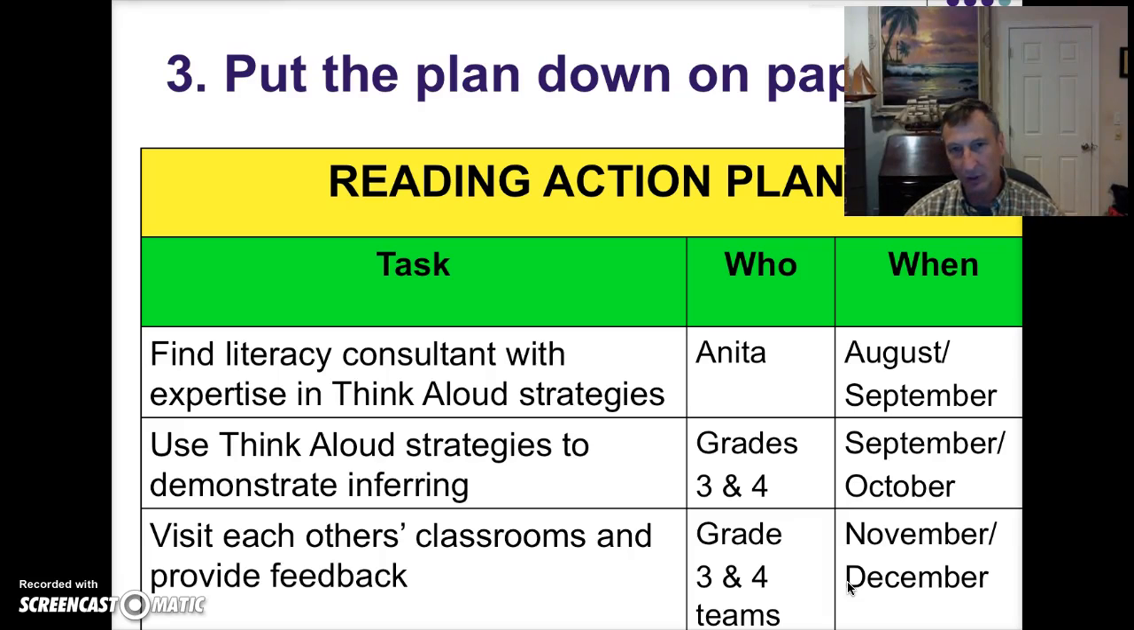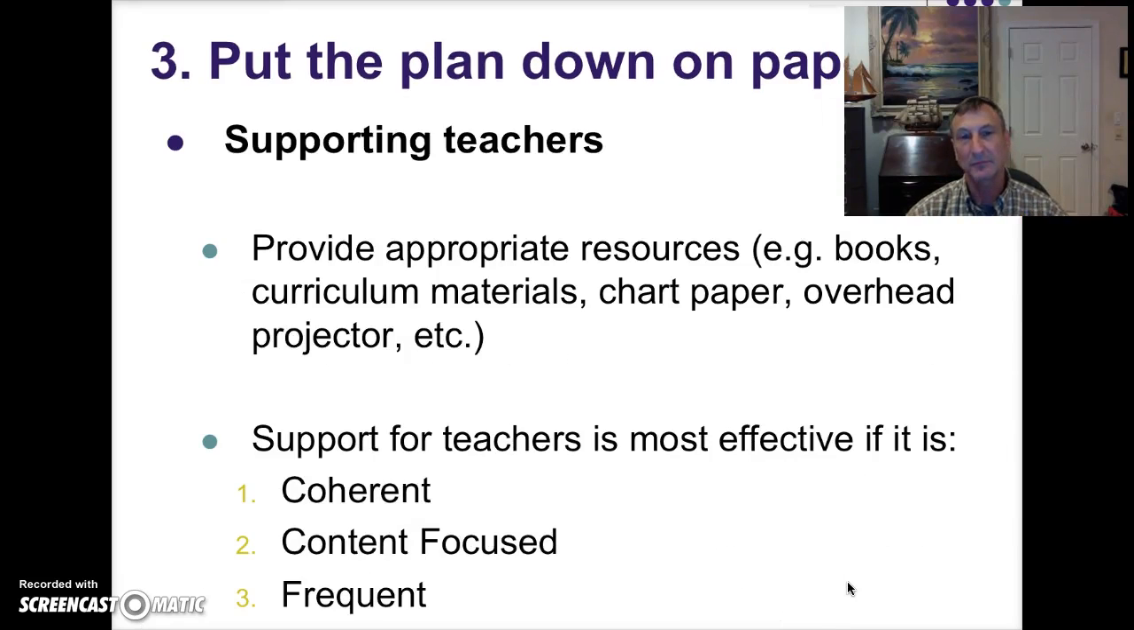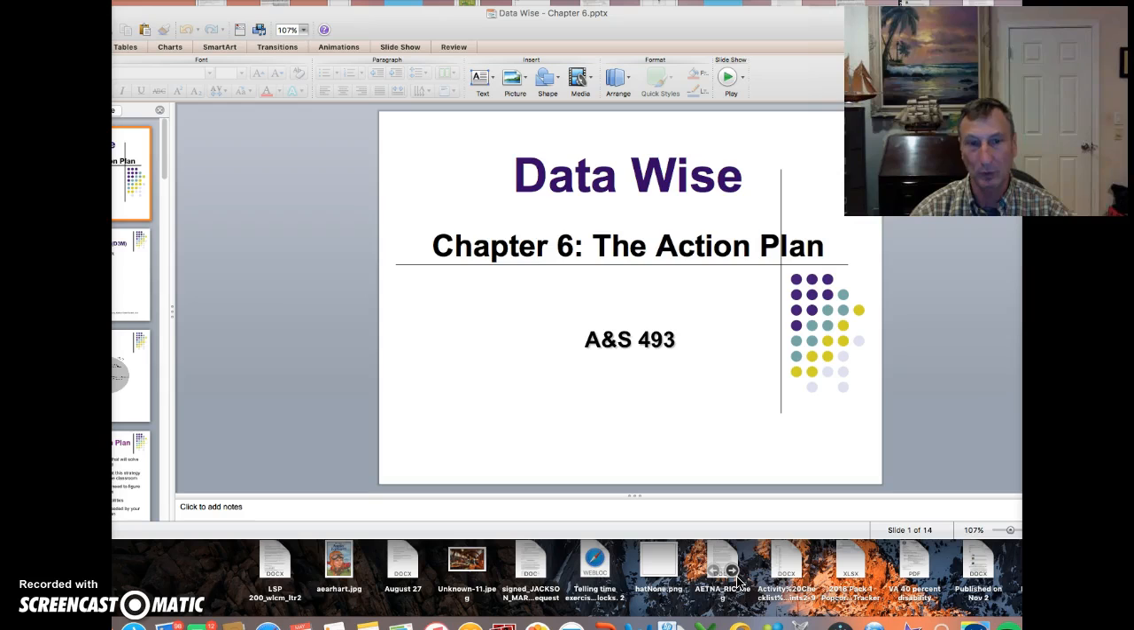So we're tightening the noose of change, so to speak, and we are describing now what resources would be put in place to support that change, support Anita, and what supports are going to be most effective if they are what. In this case, we're looking at coherent, content-focused, and frequent.